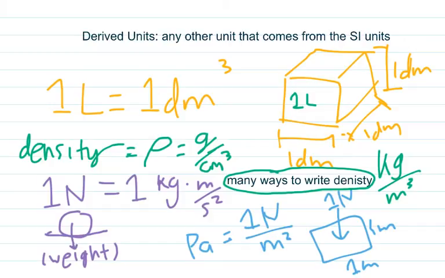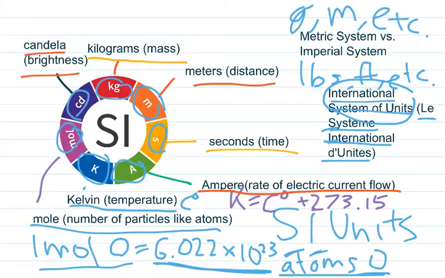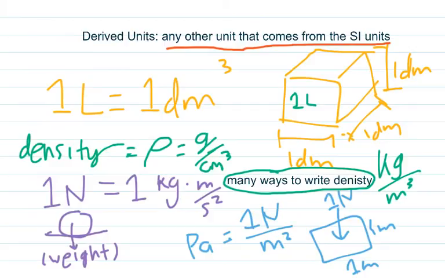Now, what are derived units? Well, they're just any other measurement or unit that comes from the SI units. So the 7 that we saw at the beginning are the 7 fundamental units, and the derived units come from those units. So you've heard of a liter before, right?